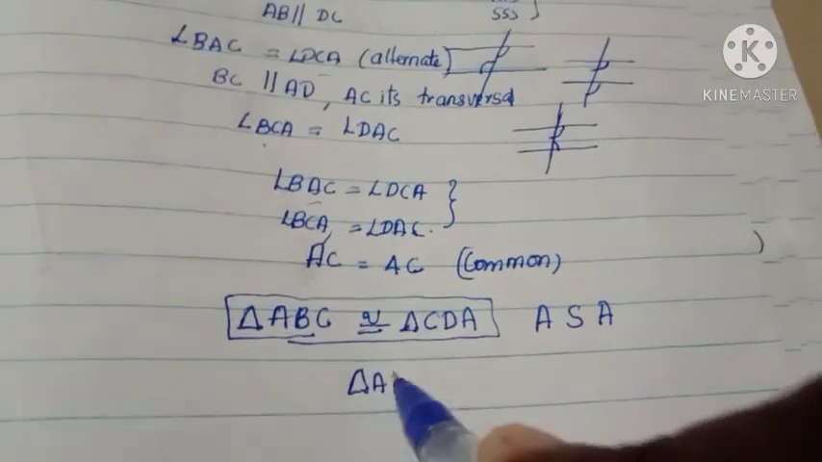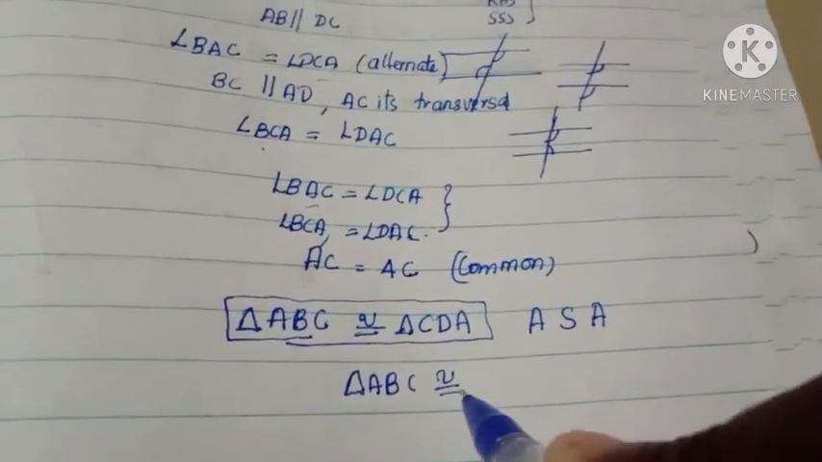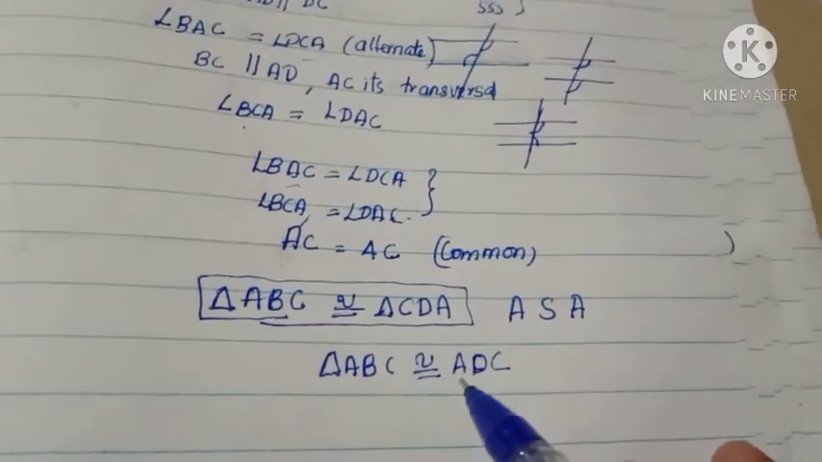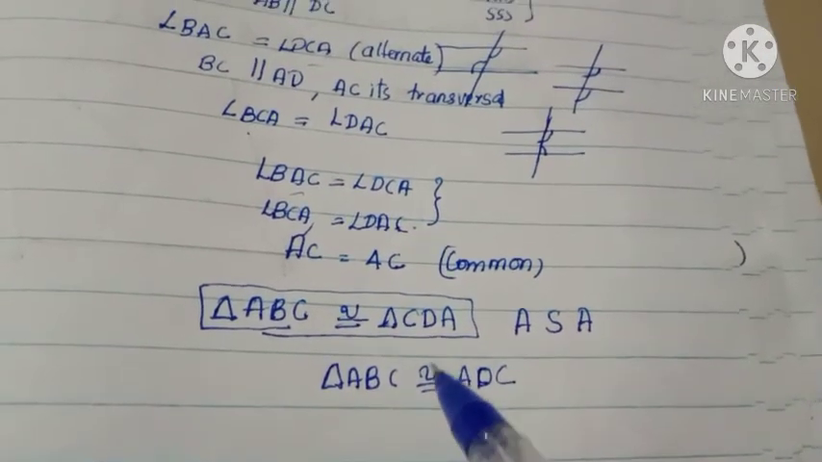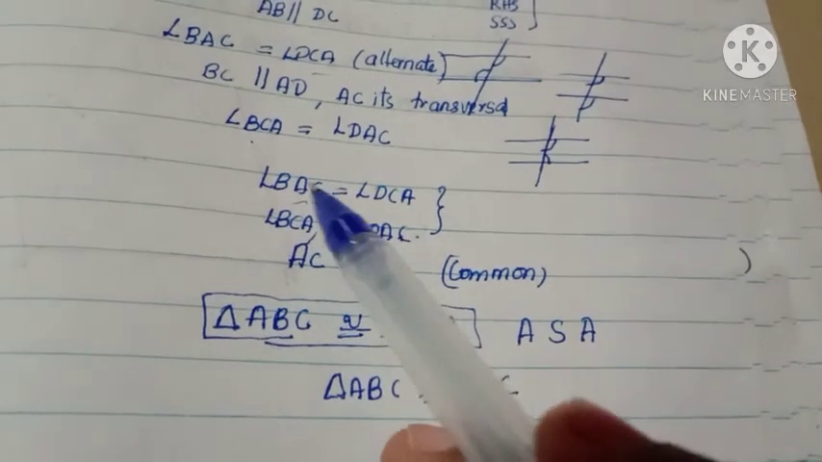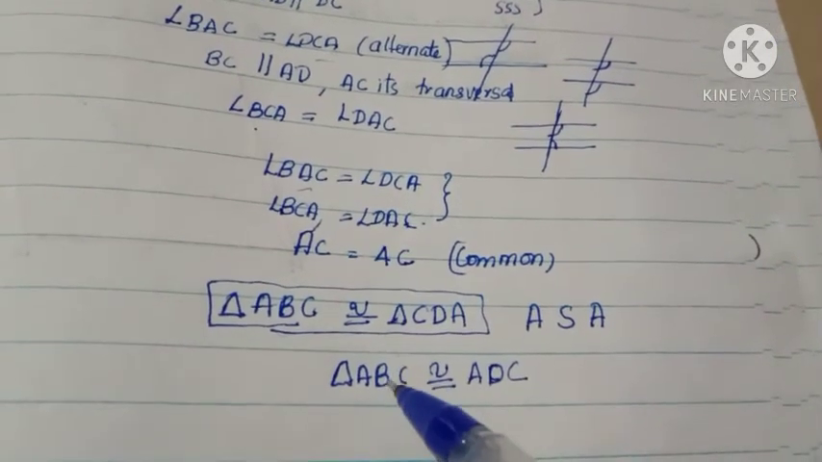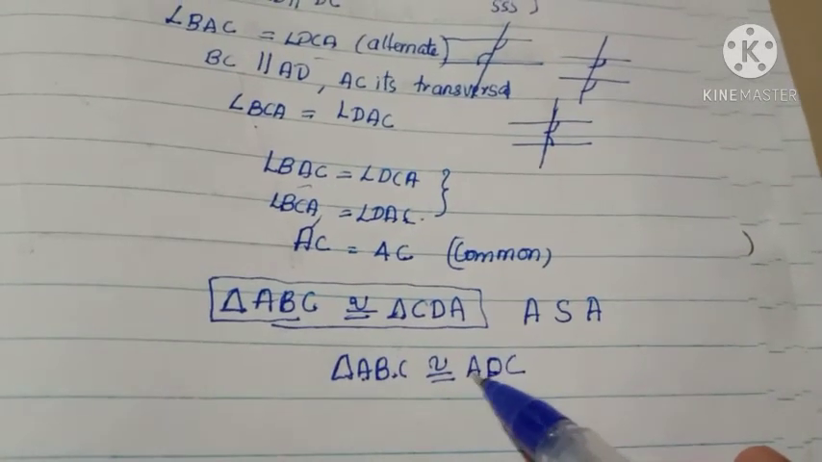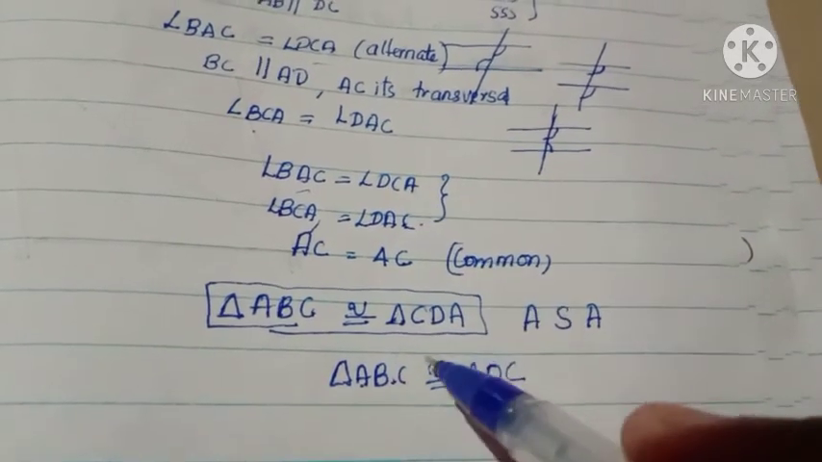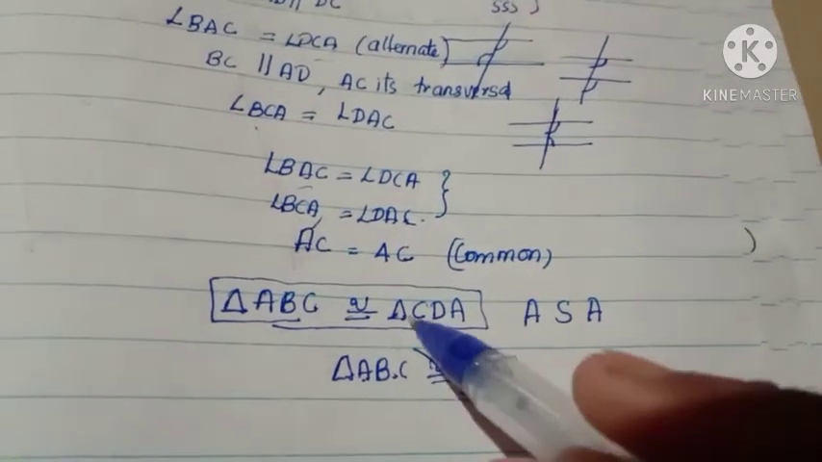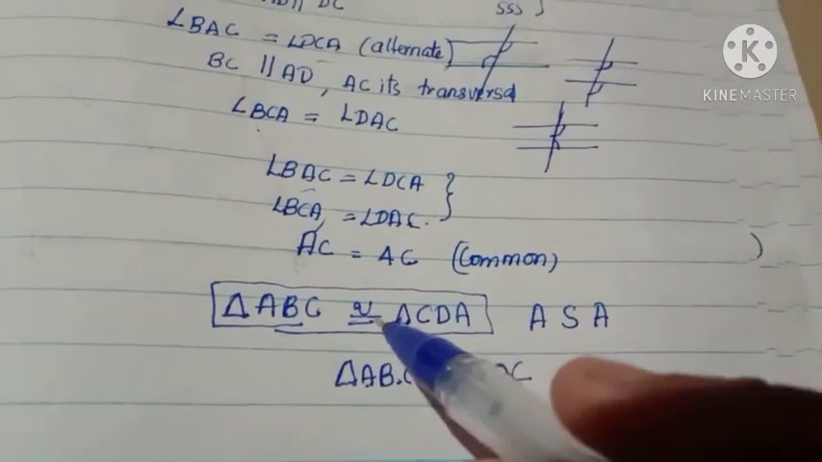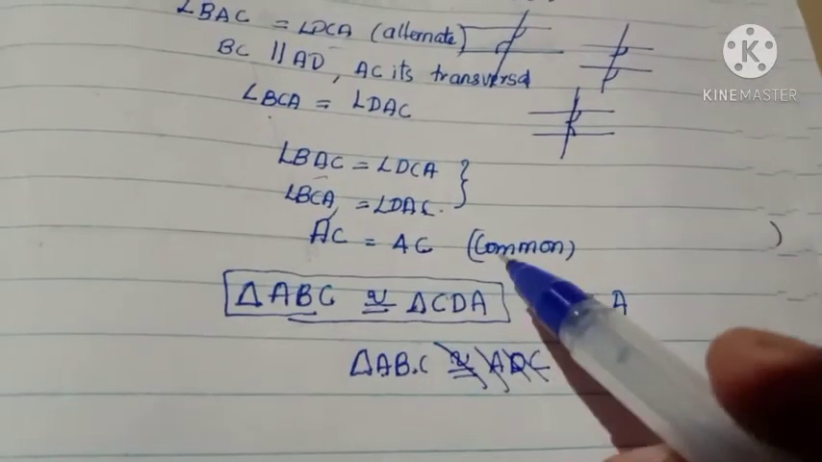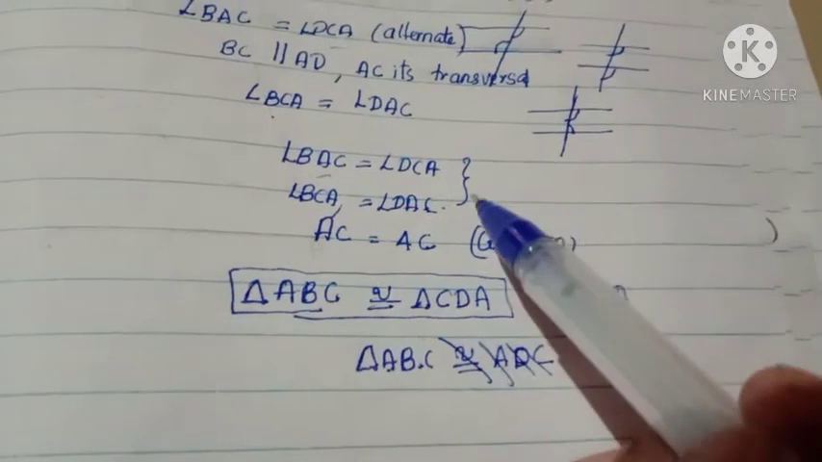Suppose you are writing triangle ABC is congruent to triangle ACD or ADC. In this congruency, just listen, the angle BAC. What's the order here? BAC. In this order, this becomes DAC. Is it correct? No. So while naming the congruence relation of triangles, you should keep in mind that corresponding angles and corresponding parts are always equal.